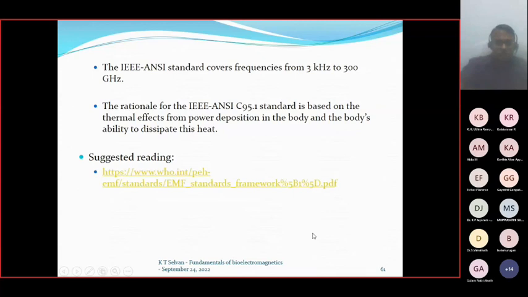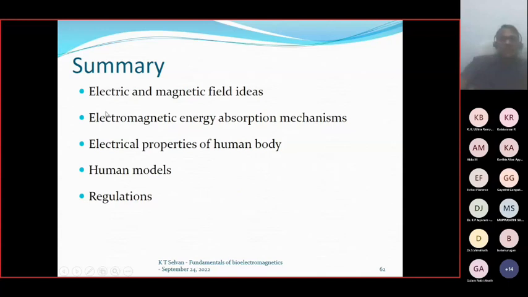So I come to the summary, my time is up. What we have seen is that electric and magnetic field ideas are very important. We can't get to advanced ideas without having a solid grasp of fundamentals. And then what are the mechanisms and factors that impact electromagnetic energy absorption and how we can model the electrical properties of the human body. Then we also briefly looked at human models and regulations.